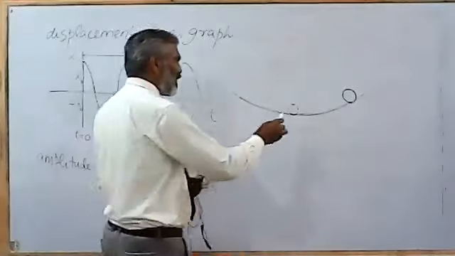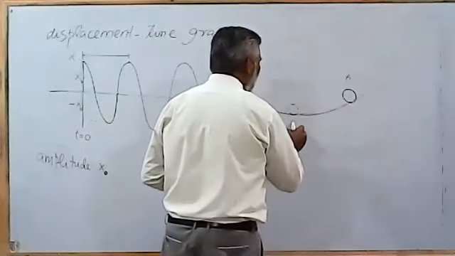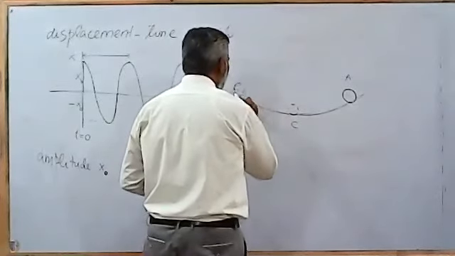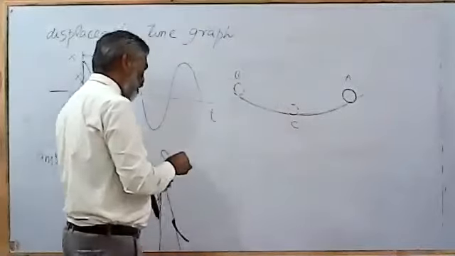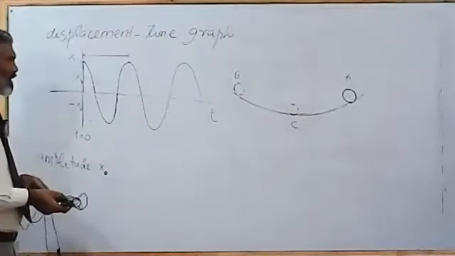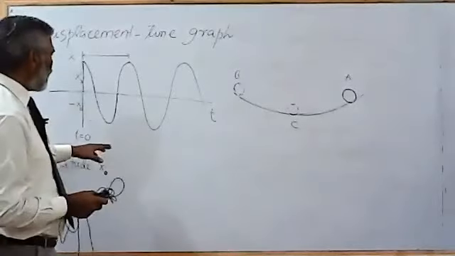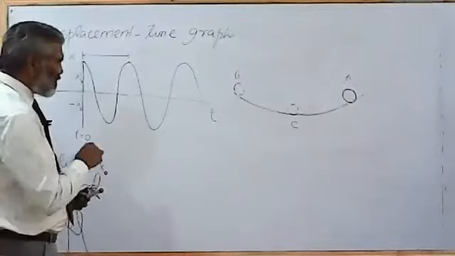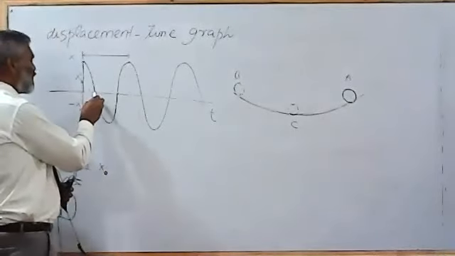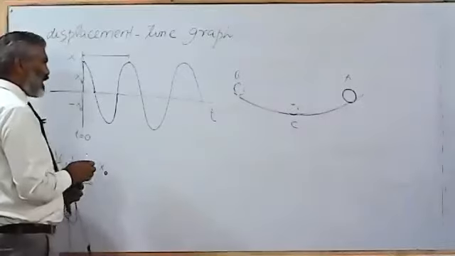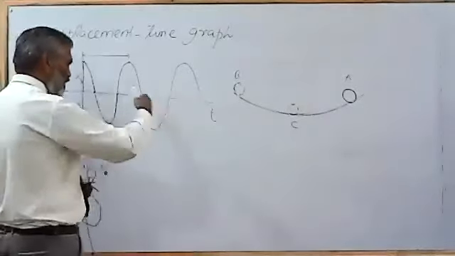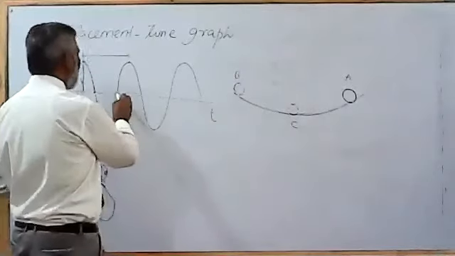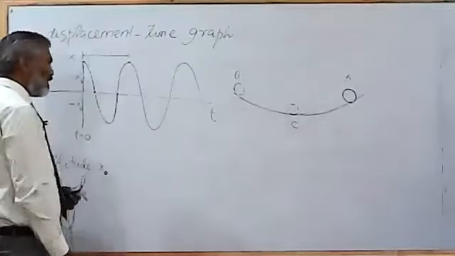So if this position is A, and this position is C, and this is B, it is easy to see from this graph at what instant it is at C. And at C, it is for 2 times during one oscillation. So this is the time when it passes through C for once, when it moves to this extreme, and when it goes back to it, this is another point when it is at C.